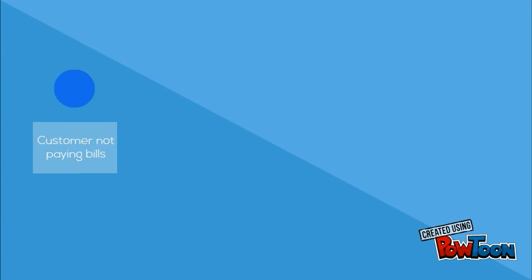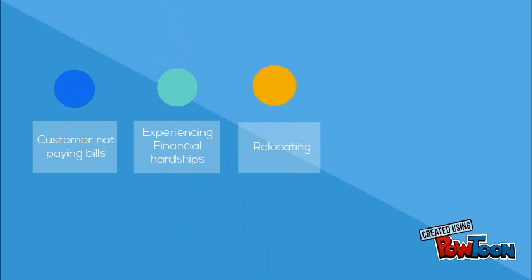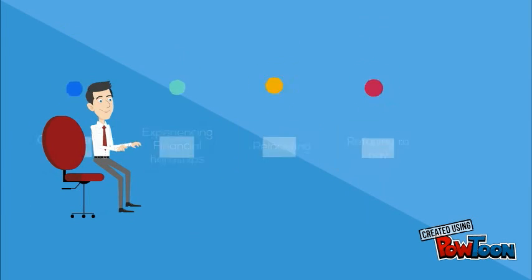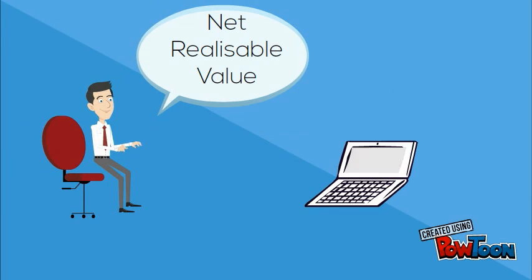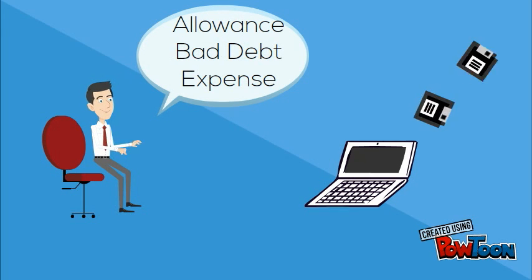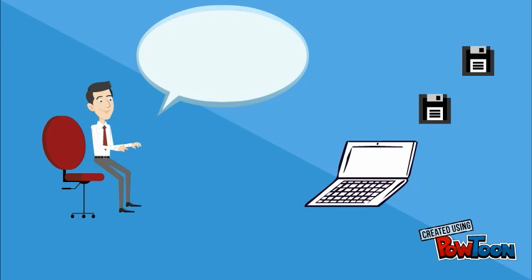Other reasons could include customers not paying their bills, experiencing financial hardships, relocating without paying, or refusing to pay. If this occurs, companies must record what they expect to collect using a net realizable value from its total receivables. We refer to this amount estimated not to be collected as allowance, and it is recorded as bad debt expense.